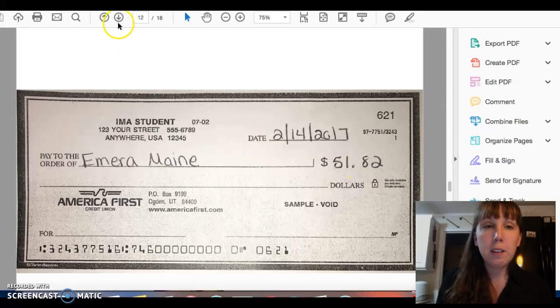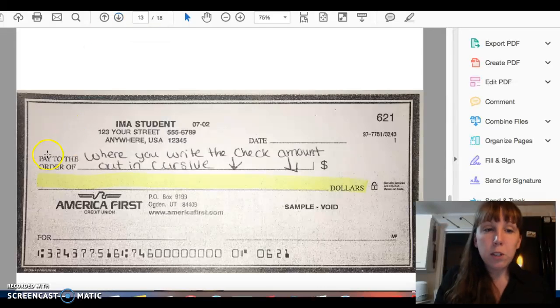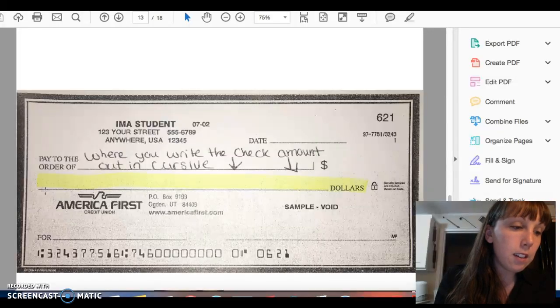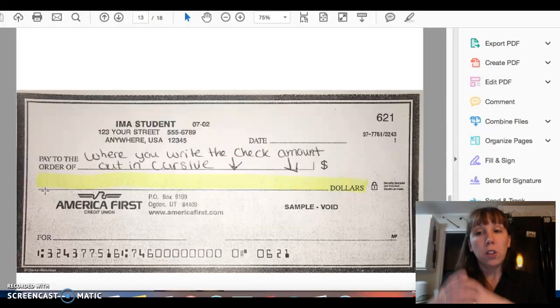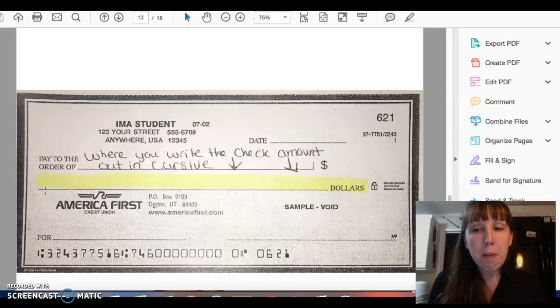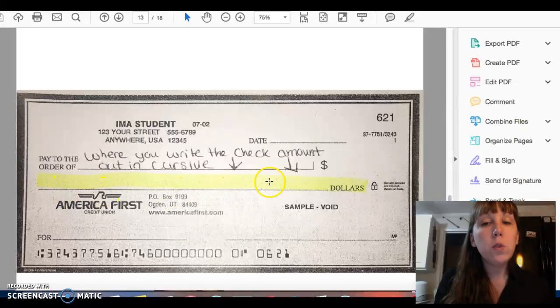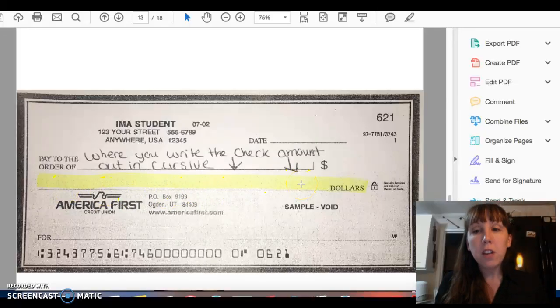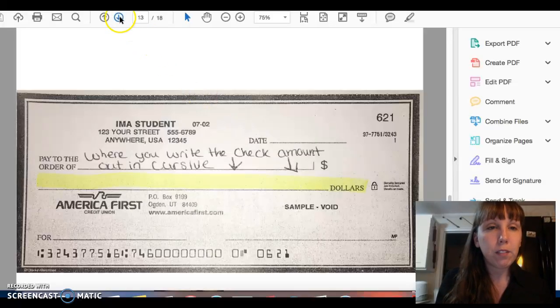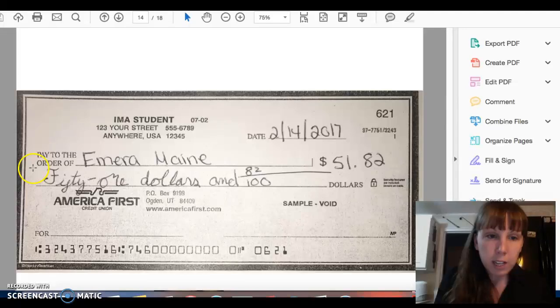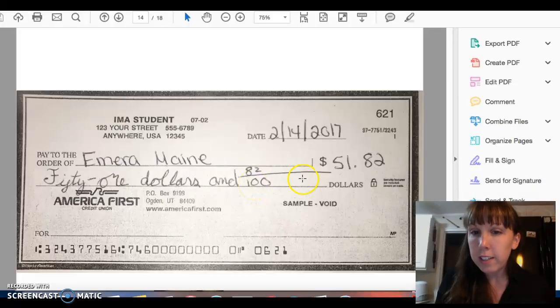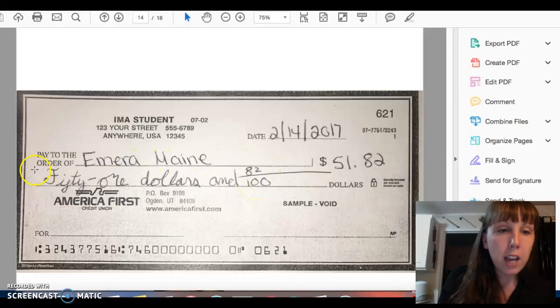Okay. Next, this line, which doesn't really have a title, but it's the line that you're going to write the amount on. So this is where learning cursive comes in real handy. We are going to write the amount, so if you remember my amount, it was $51.82. We are going to write $51.82 on this line. And this is where we write in cursive. So, I have now written $51.82 out of 100 cents. So this is how we would write our amount.